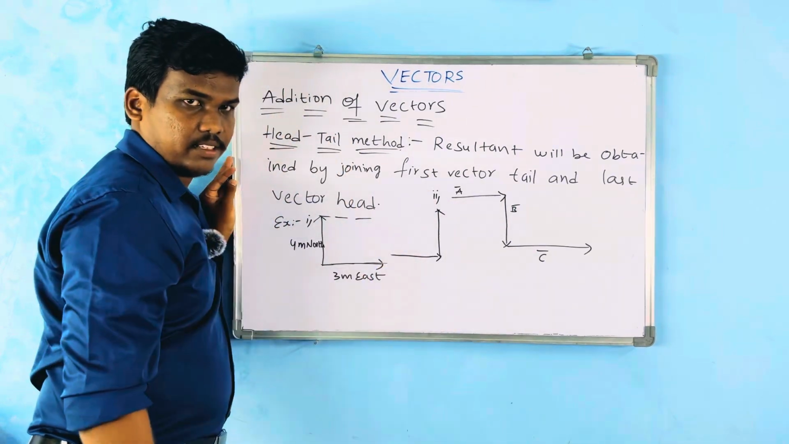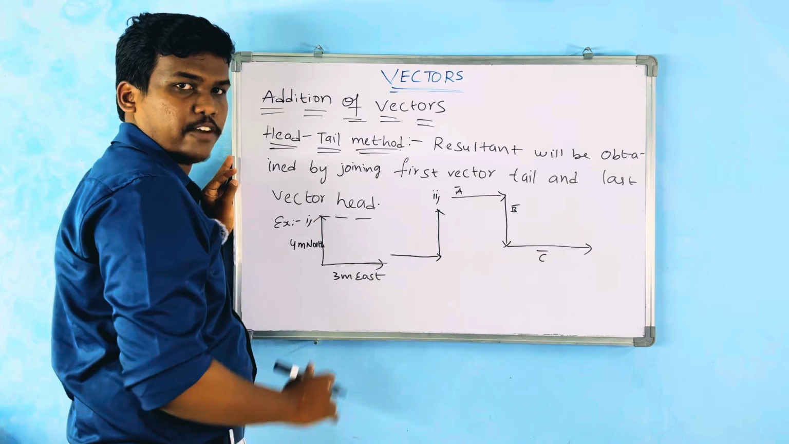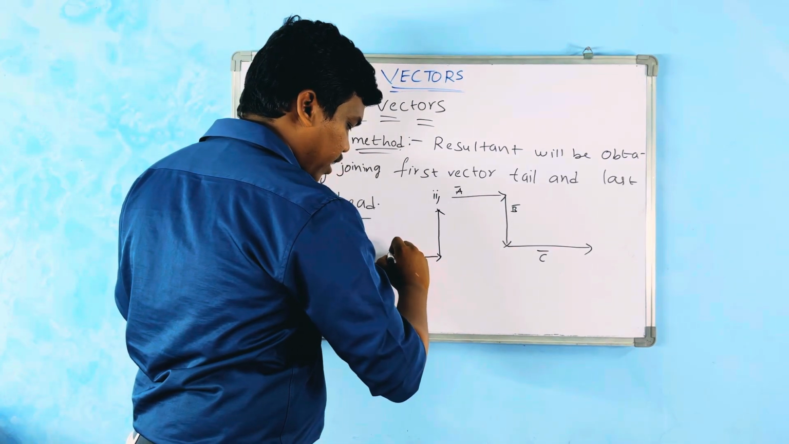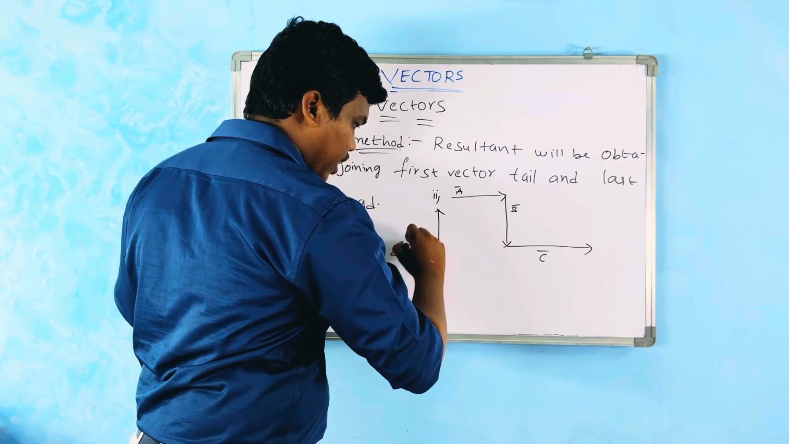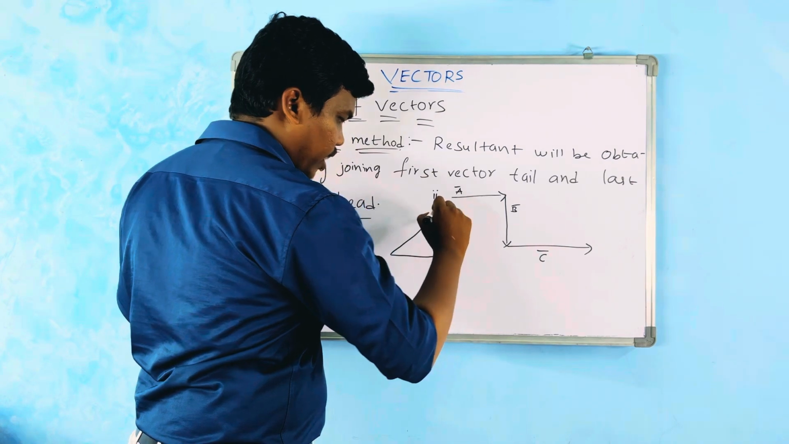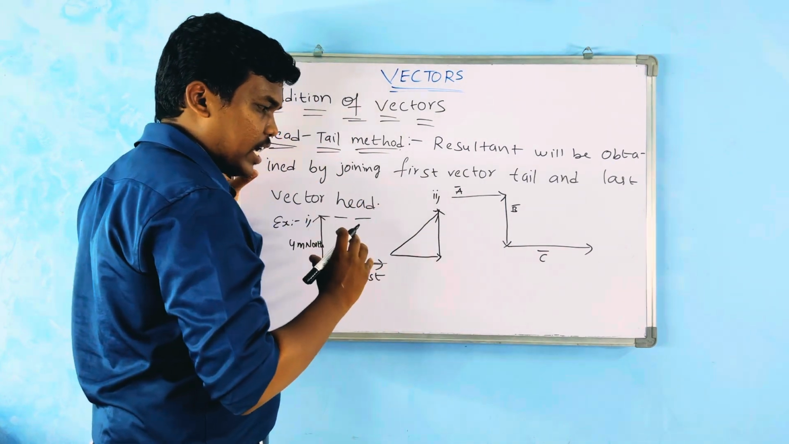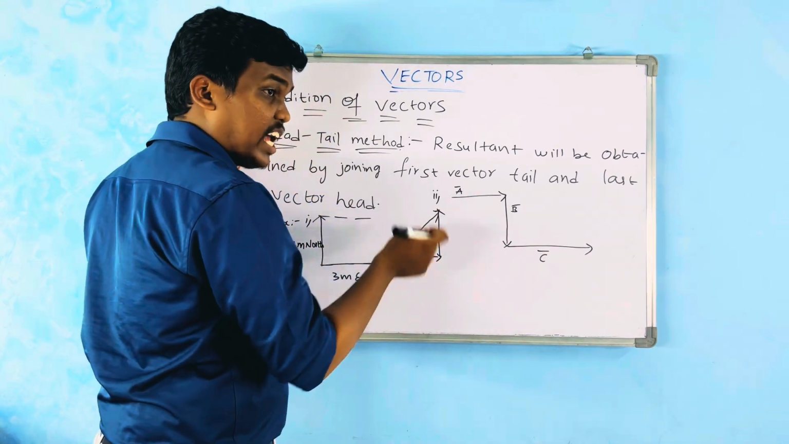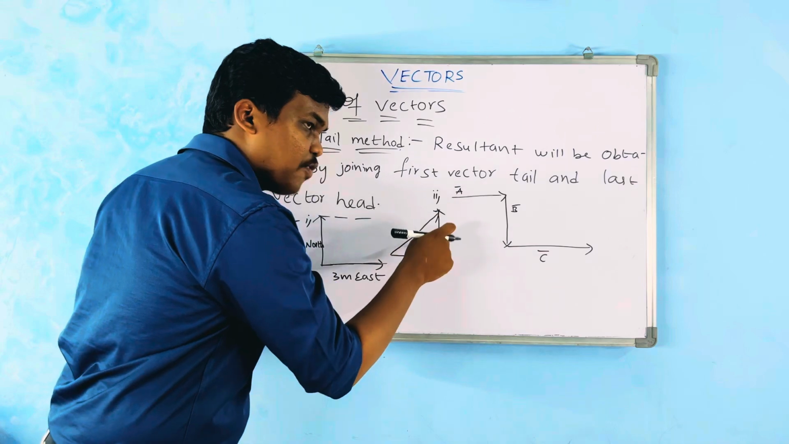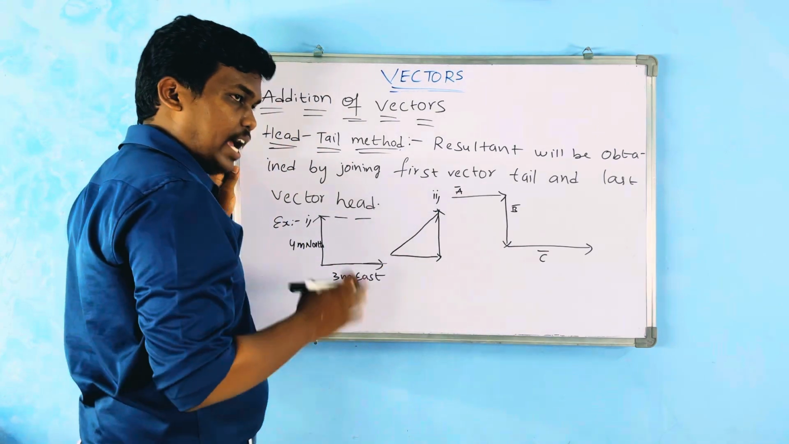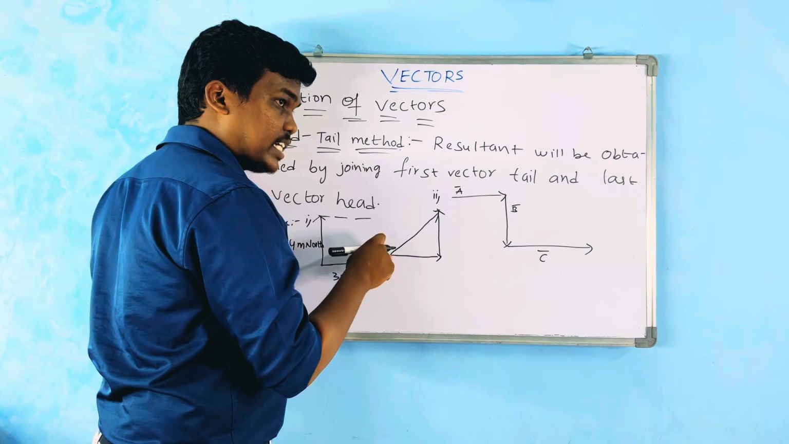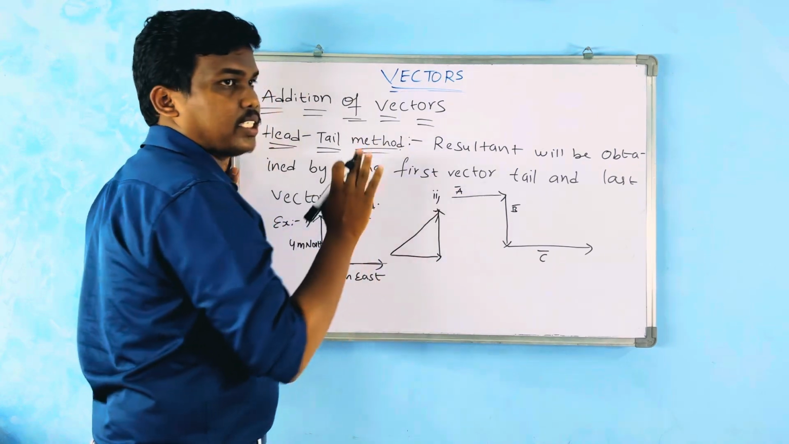After rearranging, for finding the resultant, it will be the vector joining the first vector tail to the last vector head. First I have to rearrange the vectors like this. That means the first vector head should touch the last vector tail, and the resultant will be the first vector's tail to the last vector's head.